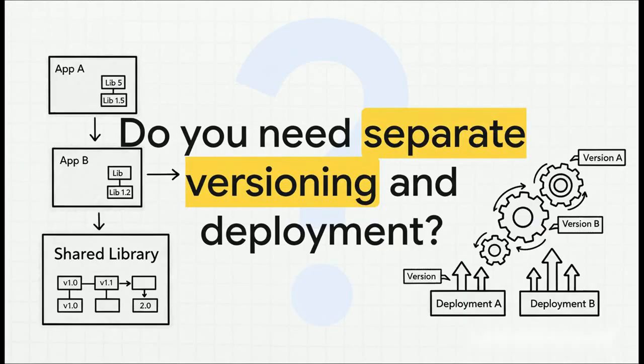Okay, but what if you do control the code? The next thing to ask is about its lifecycle. Does that shared library need its own version number, like V1, V2, V2.1, that's completely separate from the apps using it? If you need to be able to say, this app here is on library version 1.5, but that other one is still on 1.2, then again, that points you straight back to submodules. Their separated nature is perfect for that.